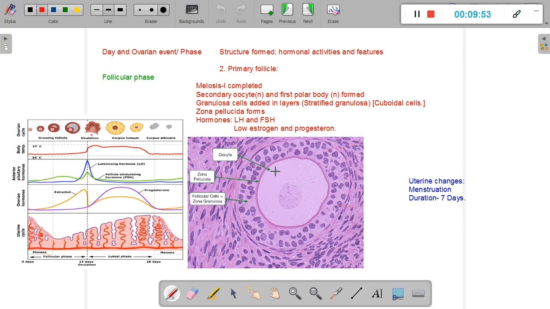So we've just finished this. Meiosis 1 has been completed. We've got the secondary oocyte and the first polar body. Granulosa cells have been added. Zona pellucida has been formed. The hormones luteinizing hormone and follicle stimulating hormone have been released, which are making these follicular cells. Zona pellucida has been formed because of FSH, and there is a low concentration of estrogen and progesterone in the body, because of which endometrial lining breakdown, or menstruation, is taking place. So we can see that during the first 7 days, these are the events.